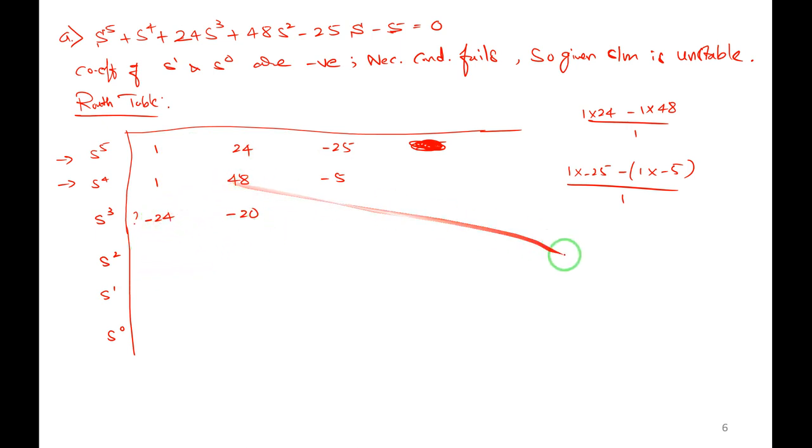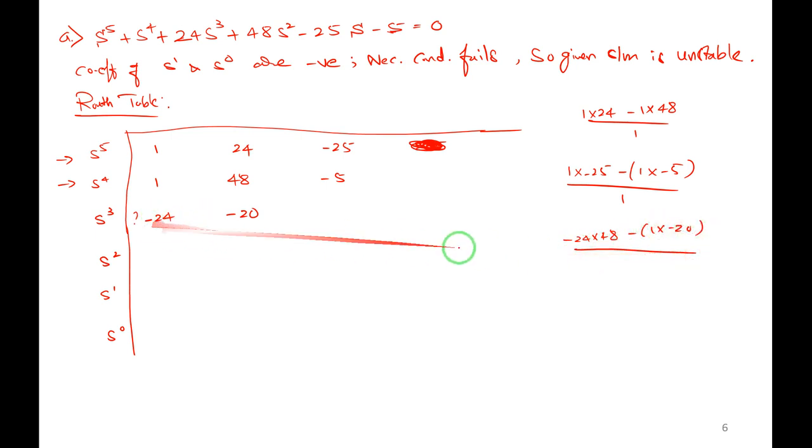Minus 24 into 48. Minus of 1 into minus 20, divided by minus 24. I am calculating this element, right? So we'll see.